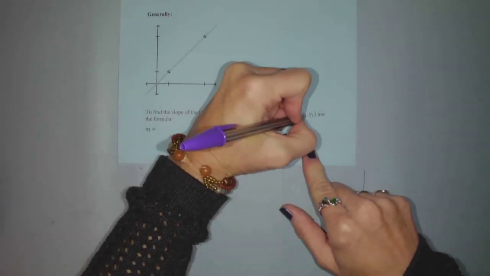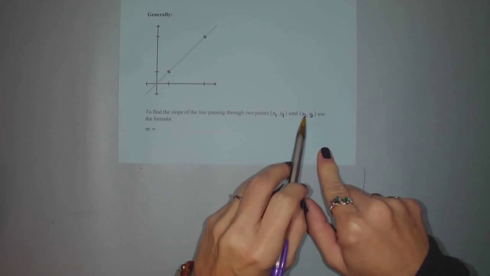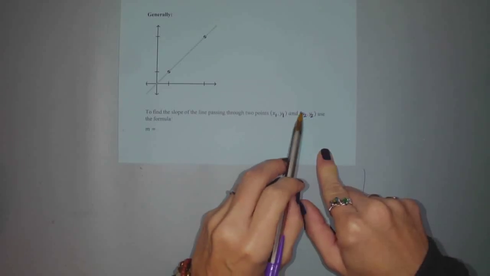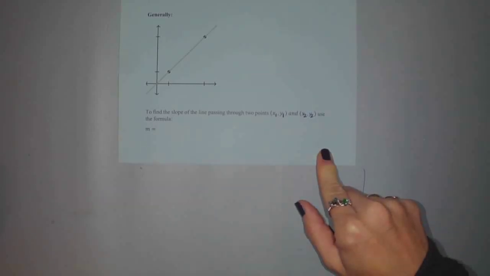And the way that we're going to denote this one to show that it's different than the first one is to call it the second point. So X with a subscript 2. We say X sub 2, Y sub 2. Then you're going to use this formula.